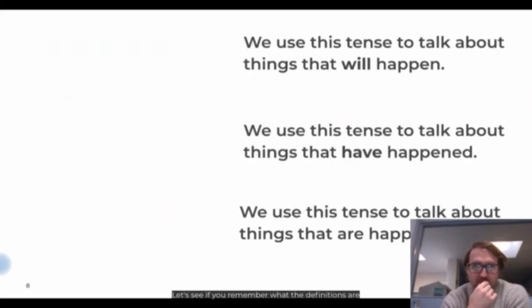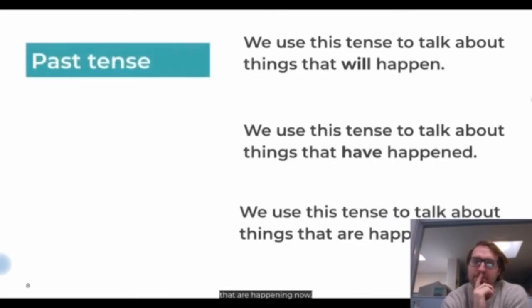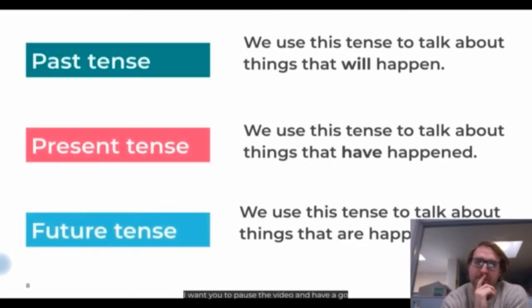Let's see if you remember what the definitions are for each of the tenses. So, we use this tense to talk about things that will happen. What tense would that be? We use this tense to talk about things that have happened. What tense is this? And we use this tense to talk about things that are happening now. I want you to pause the video and have a go at matching the definitions to the tenses on the left. You can use your finger to draw an imaginary line between the definition and the tenses, or if you'd like, you could write it down. Pause the video and have a go now.